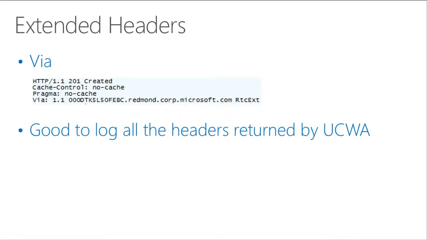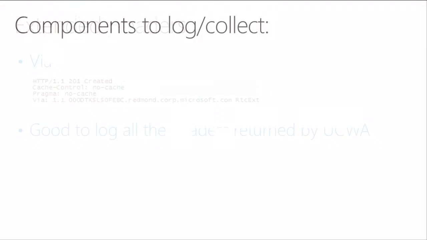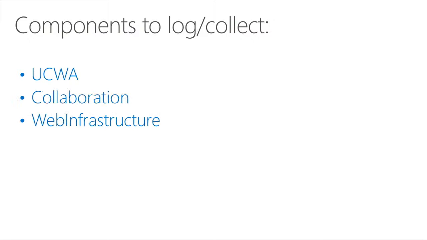And the next is what logs to collect. There are basically just 4, like I already said. UCWA, that's pretty obvious. And second is collaboration. Collaboration is nothing but UCMA that UCWA is written on top of. Third is web infrastructure, which is our authentication and proxy module. And S4. S4 just monitors all the SIP traffic in Lync server, so you can just collect all these logs for us.